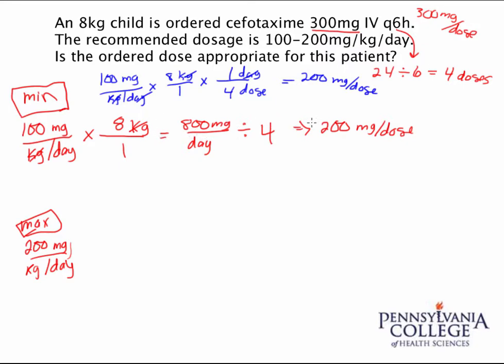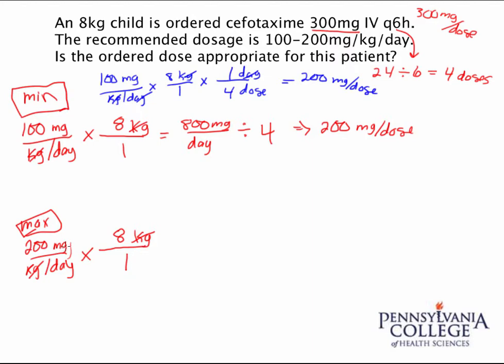Notice the minimum safe range is 200 milligrams for every dose. So if we're giving 300, that's at least above the minimum. What we need to check is that it's not too high. So I'm going to follow those same steps. I'm going to take the 200 milligrams. I'm going to first customize it for my patient. In other words, I'm going to get rid of that per kilogram. I don't want it to be just per kilogram. I want it to be for an 8-kilogram child.